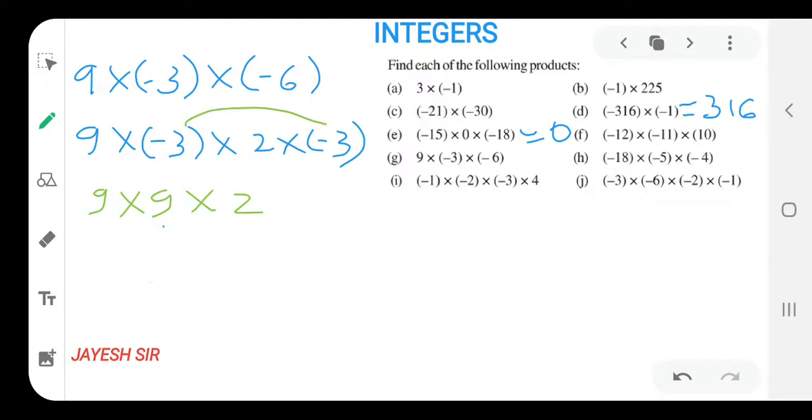Now multiplying with 2 is also easy because we need to just double our answer. So what we know, 9 nines are 81, and multiplication with 2 is also very easy, friends. Double of 1 is 2, and double of 8 is 16. So in this way we can write. Yes, friends, multiplication with 2 is very easy.